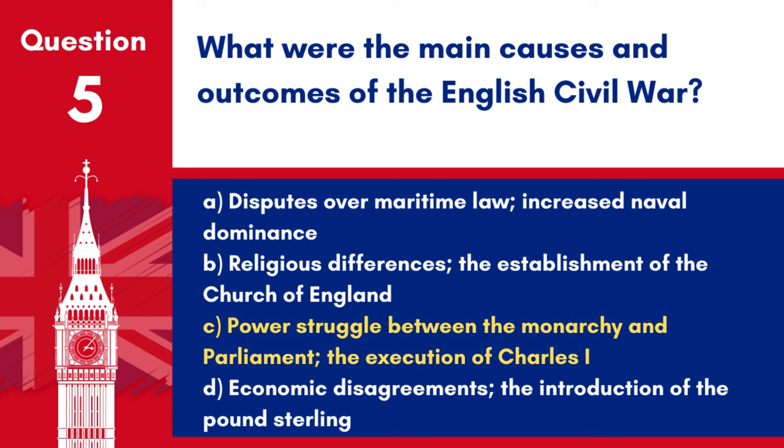Answer. C. Power struggle between the monarchy and Parliament, the execution of Charles I. The English Civil War was primarily fueled by political power struggles between the monarchy and Parliament, leading to the temporary overthrow of the monarchy and the execution of Charles I.